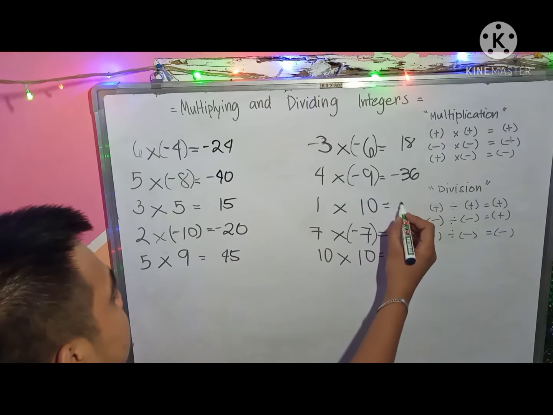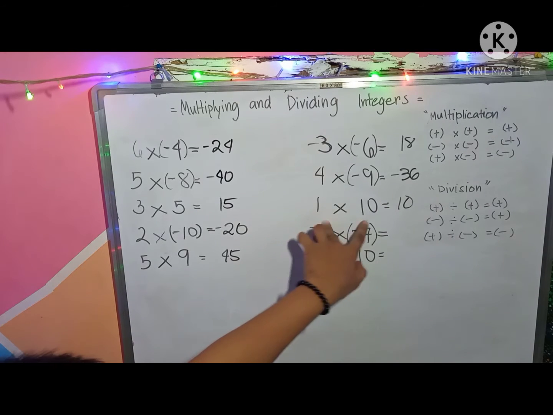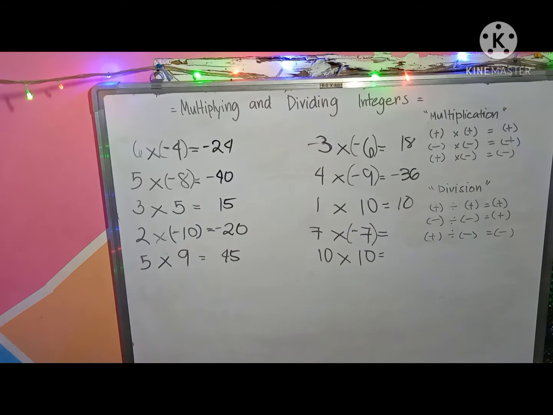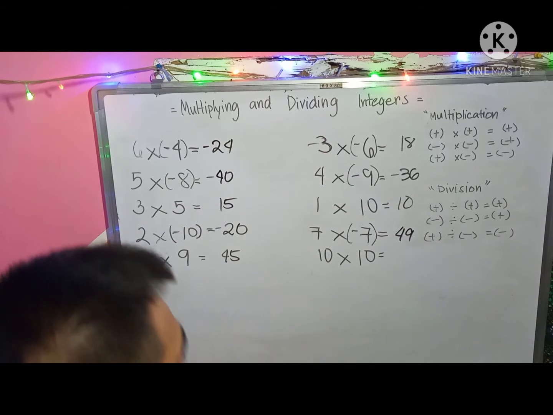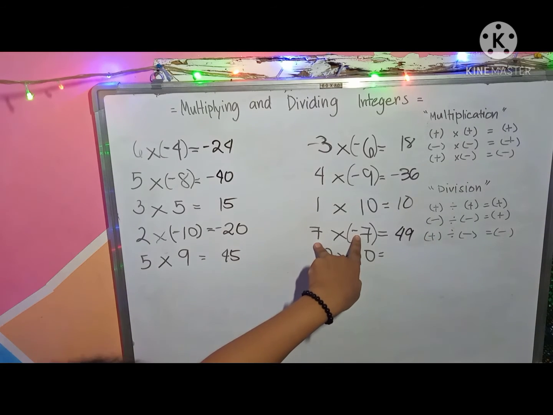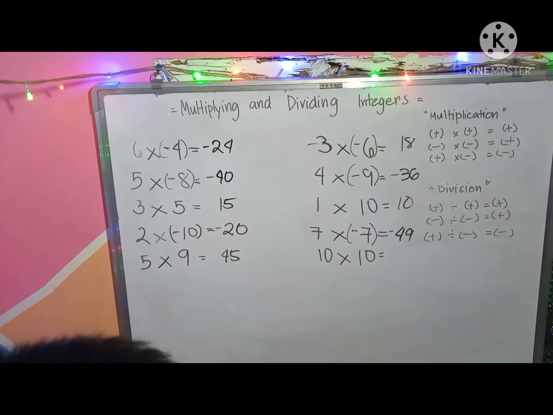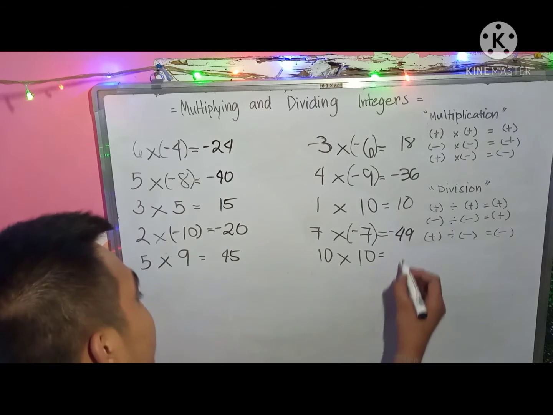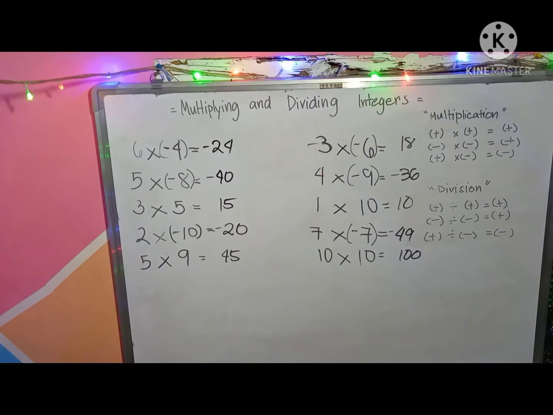1 times 10 is equal to 10. Para silang positive, so positive yung sagot natin. Okay, 7 times negative 7. So 7 times 7 is equal to 49. One is positive, one is negative. Unlike sign, negative 49. 10 times 10 is equal to 100. Parehas silang positive, so like sign will give us the answer positive 100.